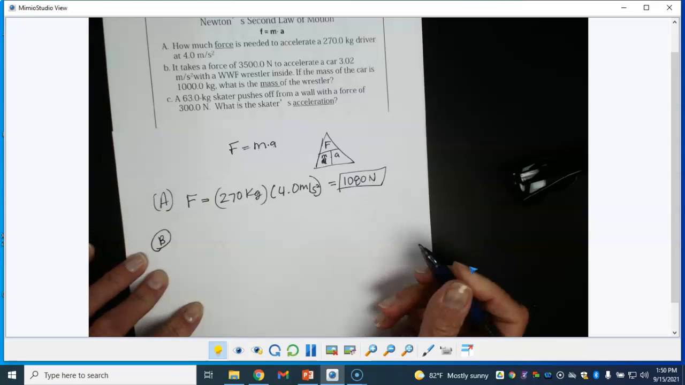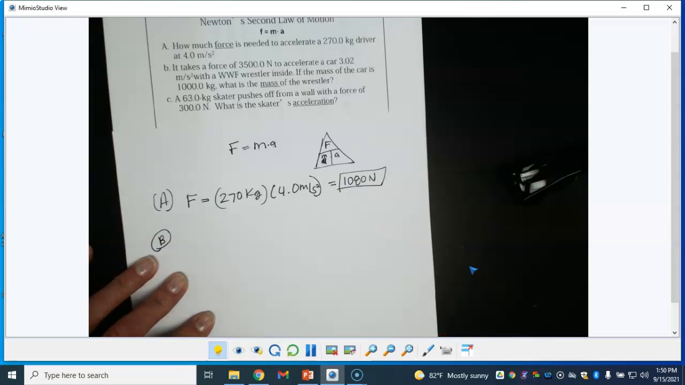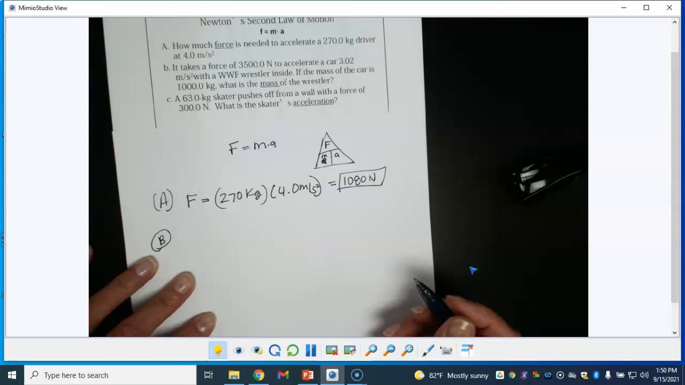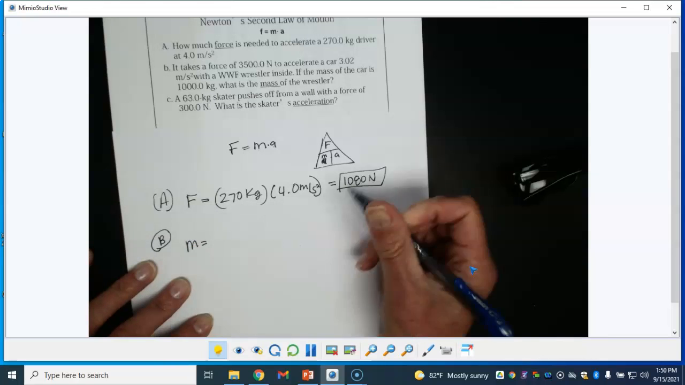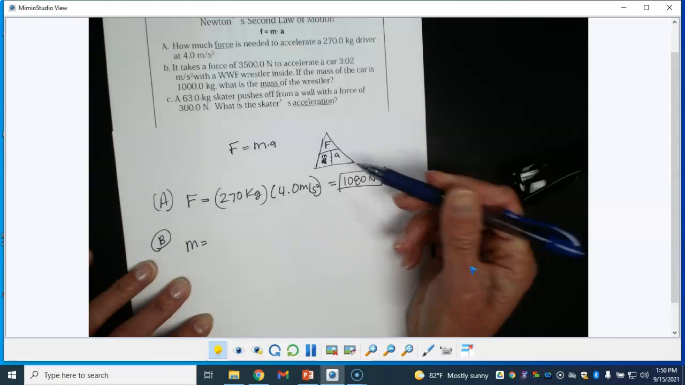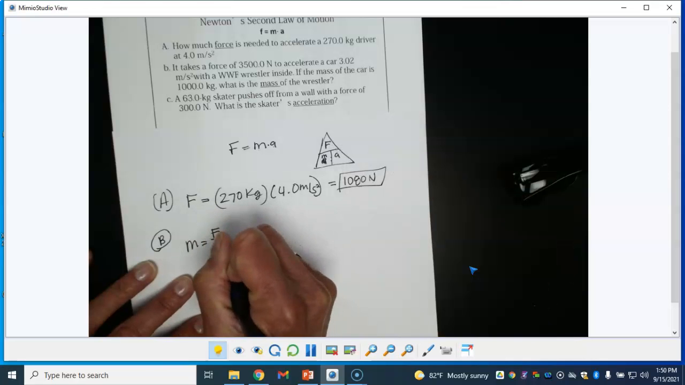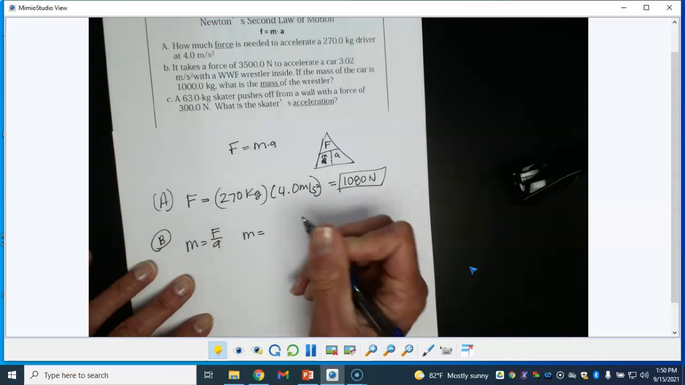Letter B: it takes a force of 3,500 newtons to accelerate a car 3.02 meters per second squared with a wrestler inside. If the mass of the car is 1,000 kilograms, what is the mass of the wrestler? Okay, so the first thing we want to do is find the mass of the wrestler and the car together, and then we'll deal with the wrestler. So we are going to solve for mass. Mass is equal to force divided by acceleration.